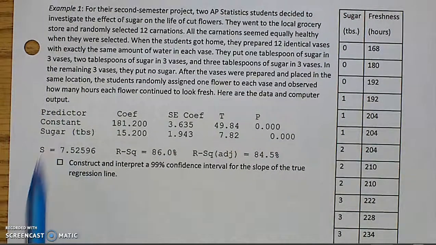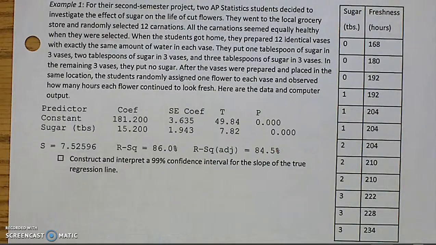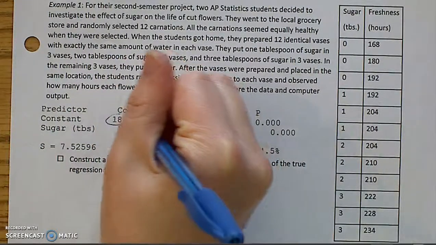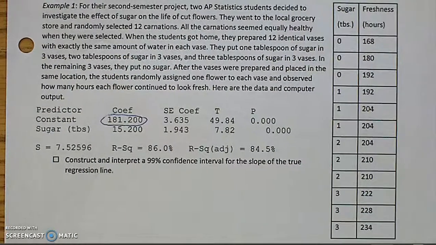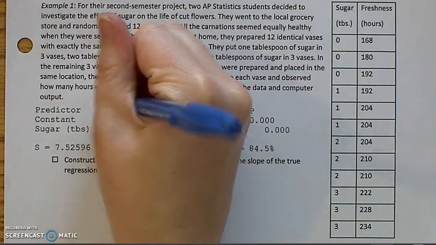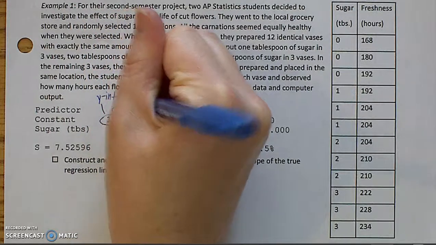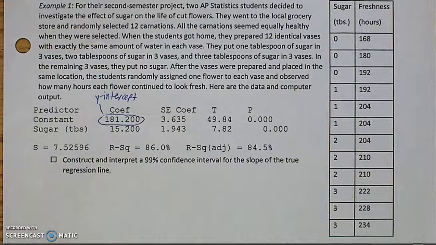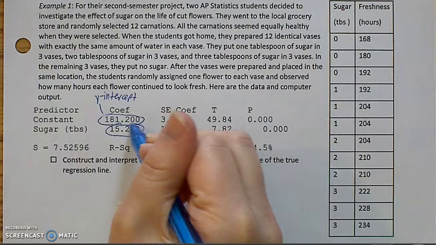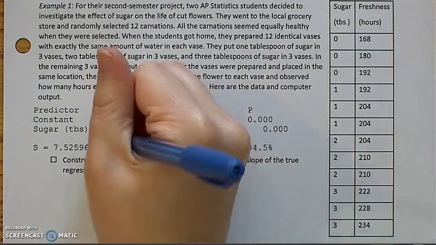So this right here is my computer output. Before I even get to my confidence interval stuff, let's make sure we know how to read the computer output and figure out things from it. This number right here, the 181.2, that is your y-intercept. The number beneath that, the 15.2, is going to be your slope.